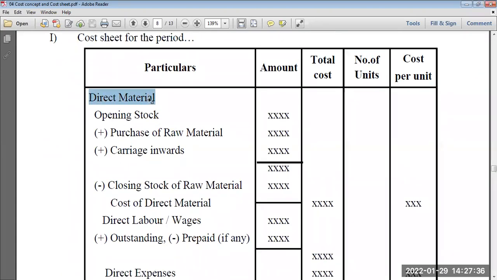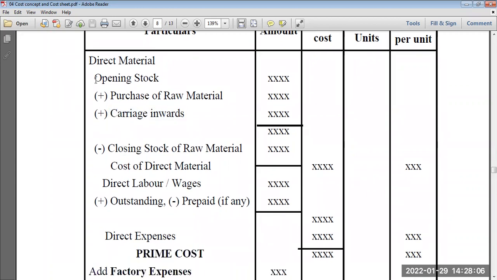Direct material: how do I calculate it? Direct material consumed is opening stock of raw material plus purchase of raw material minus closing stock of raw material, plus any incidental charges on purchase. What is an incidental charge? Commission paid on purchase of raw material or transportation charge paid on raw material purchase. All those things are called incidental charges. Anyhow, opening stock plus purchase, minus closing stock of raw material, is equal to cost of material consumed or cost of direct material.